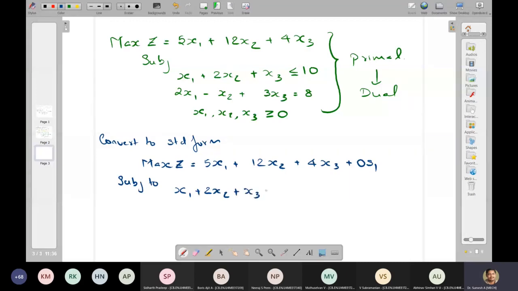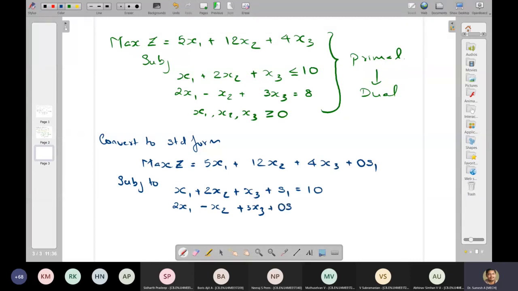Second constraint: 2x1 minus x2 plus 3x3 plus 0 s1 equals 8.